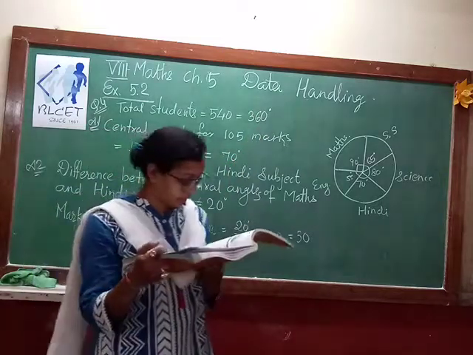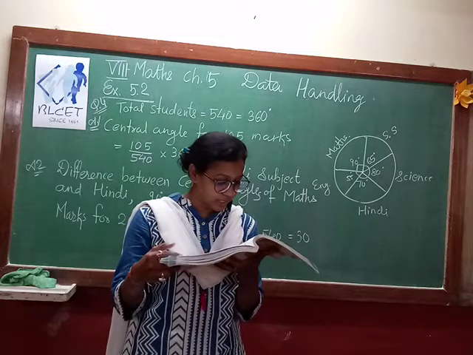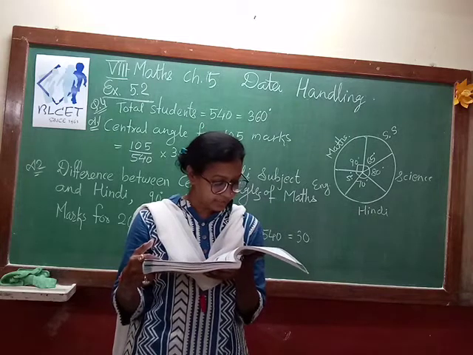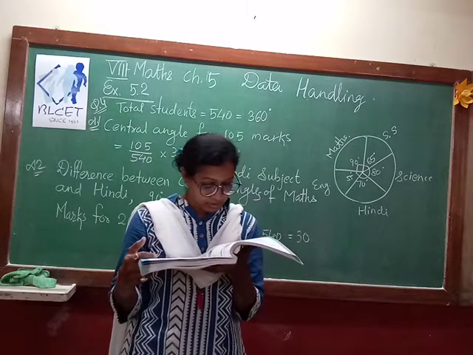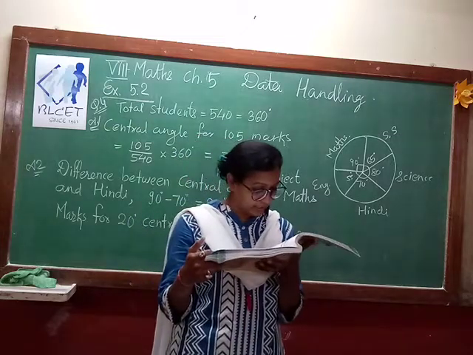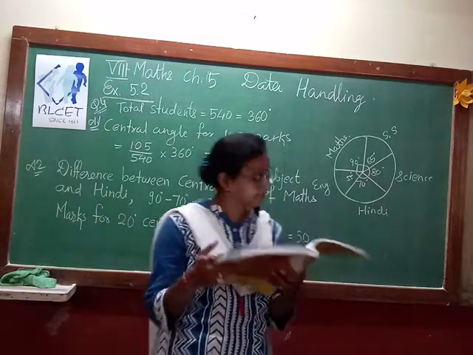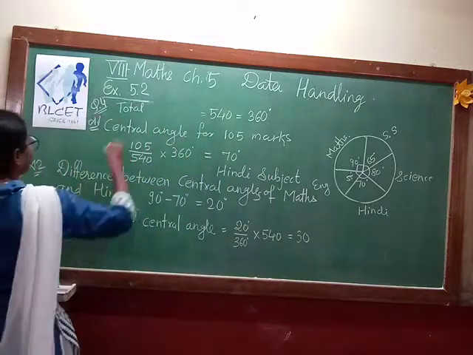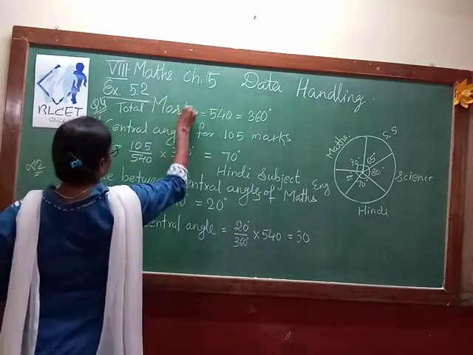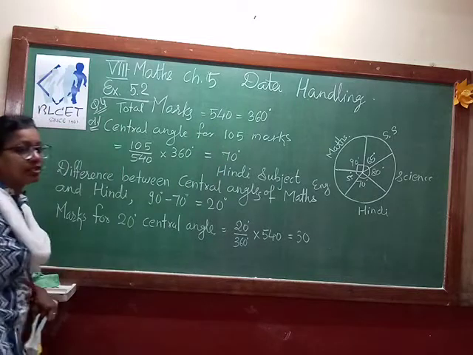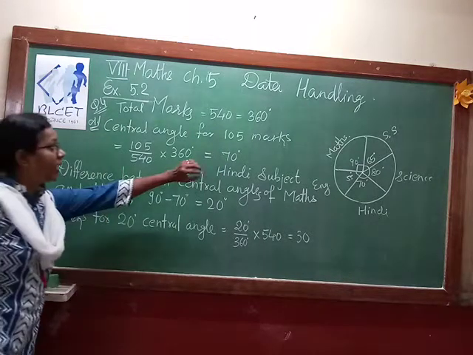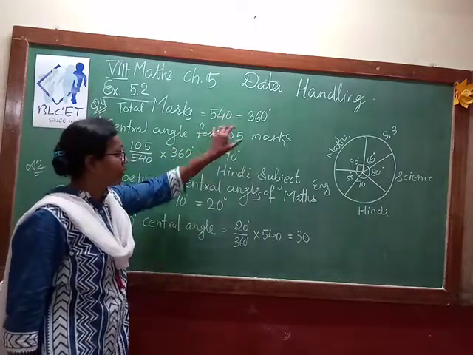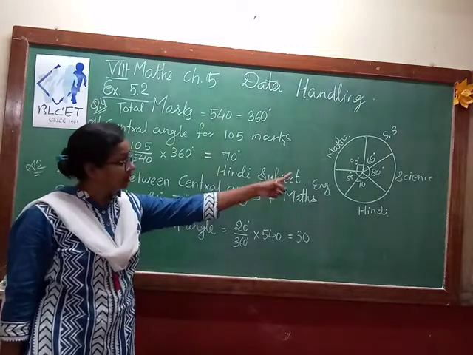Now see the first question. In which subject did the students score 105 marks? Hint is given that for 540 marks, the central angle is equal to 360 degree. So this is your total marks, not total students. Sorry. Total marks 540, for that 360 degree is your angle. So you want to find in which subject students were getting the 105 marks. 105 is marks. For this we have to find what is the central angle in this pie chart.